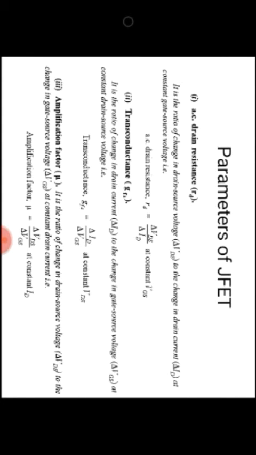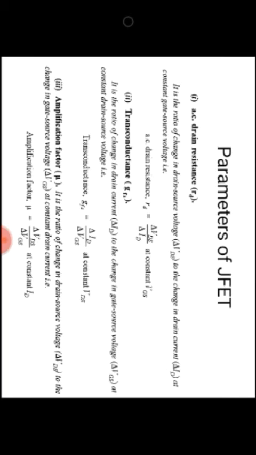So this we can find in the drain characteristics. Okay, transconductance. It is the ratio of change in drain current to change in gate to source voltage at constant drain source voltage. So transconductance is denoted by small g. It is equal to delta ID upon delta VGS at constant VDS. So this transconductance we can find from the transfer characteristics.